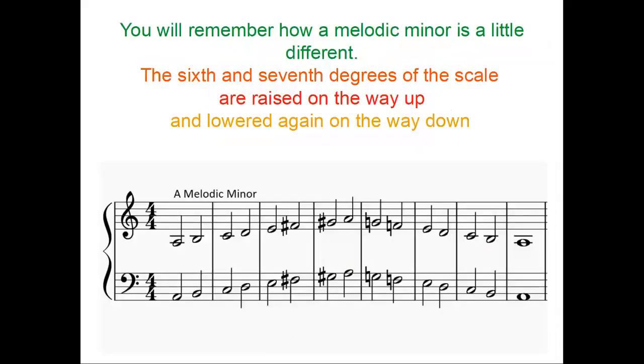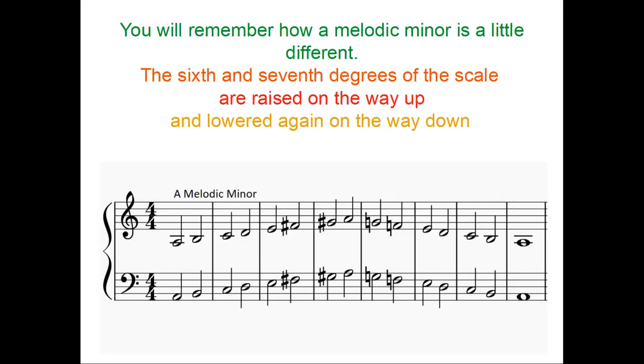You'll remember how a melodic minor is a little bit different to the harmonic minor. In the melodic minor, the 6th and the 7th degrees of the scale are raised on the way up, and they are lowered again on the way down. Now this prevents us from having a minor third in the scale. So this is in fact the 2nd compromise, the melodic minor.